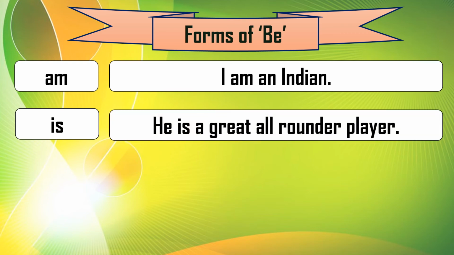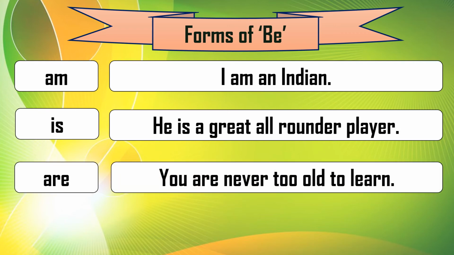He is a great all-rounder player. Next is are. You are never too old to learn. See, look at the sentence. Read them again and try to understand how the forms of be are used in the sentence.